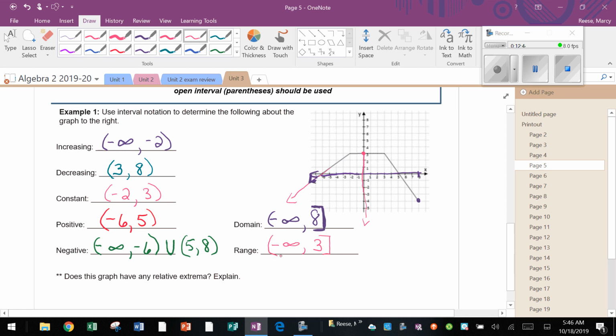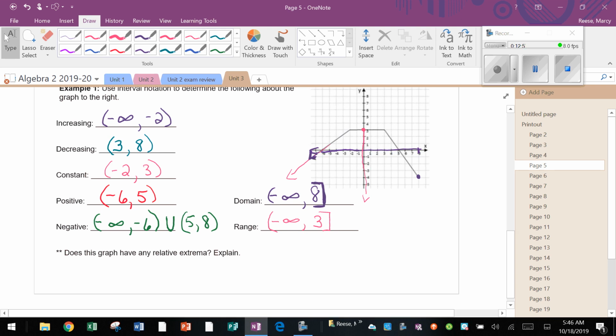And there we go. And it's a bracket, remember, at 3 because it includes a point at 3. Okay, so does this graph have any relative extrema? And we need to explain it. No, believe it or not, you do not count. You guys are going to think sometimes these are relative extremas, like this part right here. That is not a point of maximum or minimum.